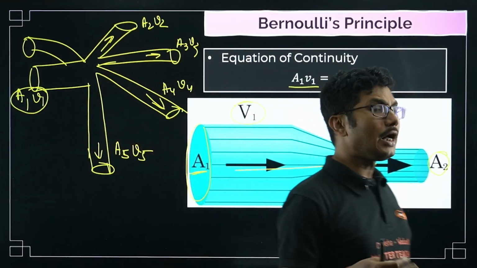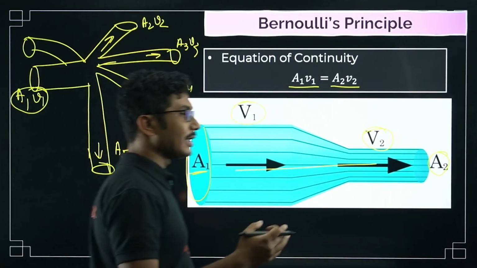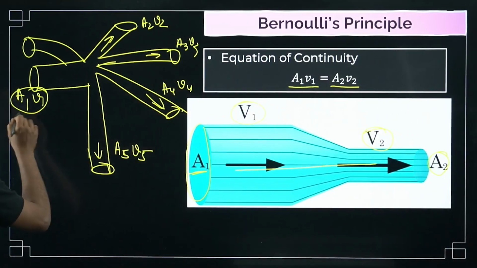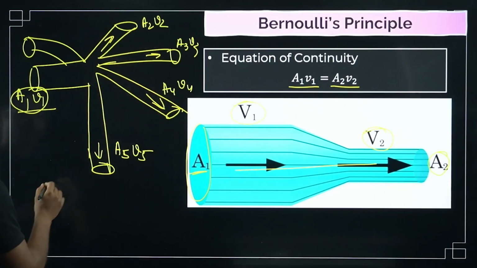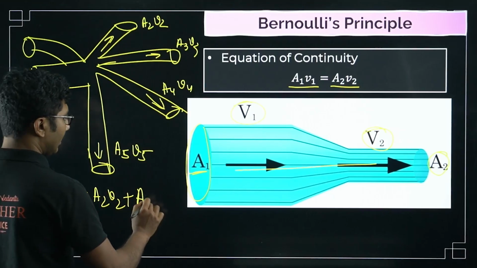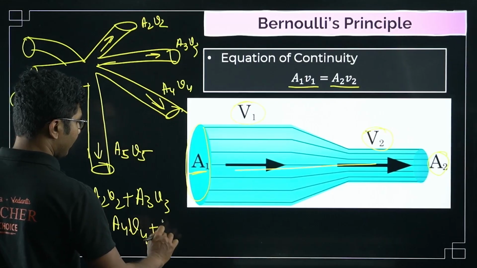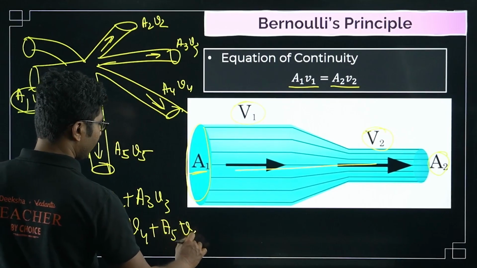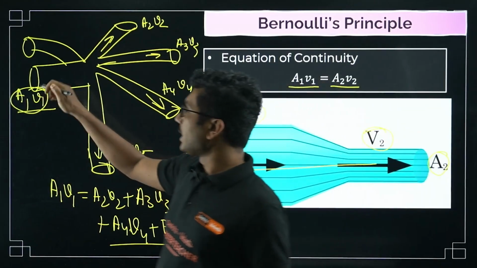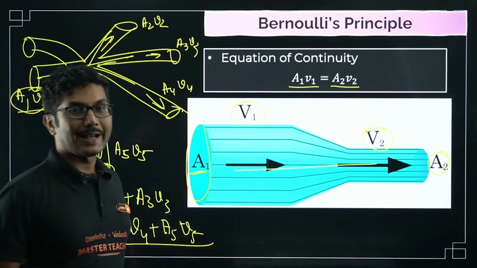It is similar to the junction rule of Kirchhoff's law. Remember the junction rule, that whatever current is coming in and whatever current is going out, the sum should be the same, right? So here we have only one inlet, but we have 5 outlets. So A1 V1 should be equal to A2 V2 plus A3 V3 plus A4 V4 plus A5 V5, right? This is the main important part of the equation of continuity. The fluid going in can only be divided into different parts. Nothing else can add up or be lost.